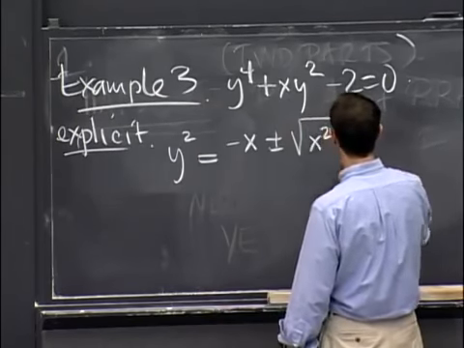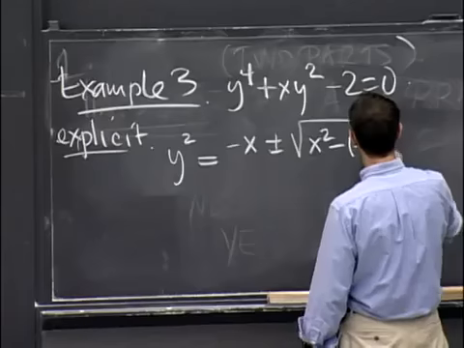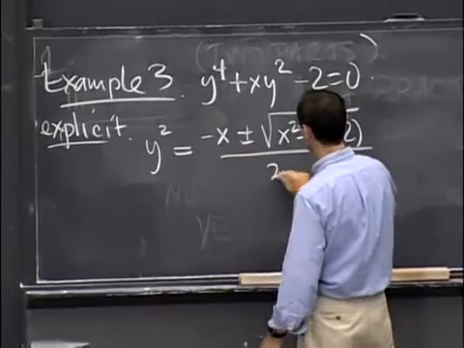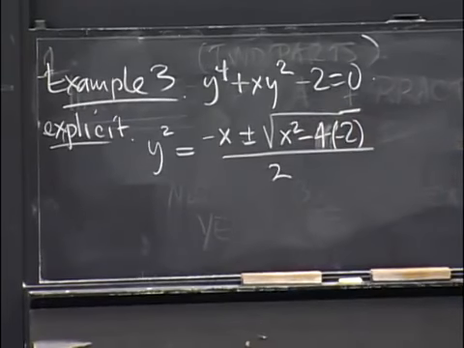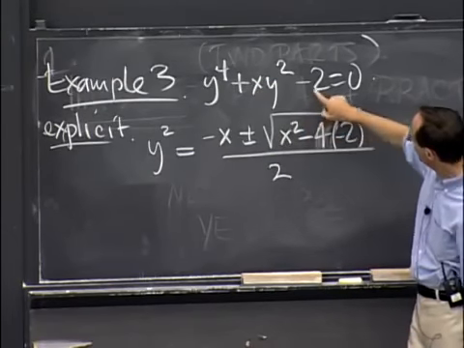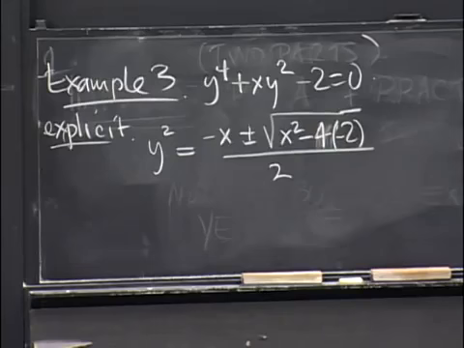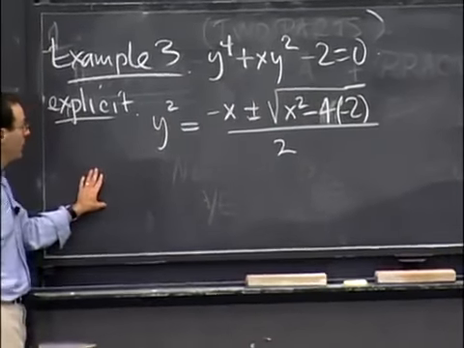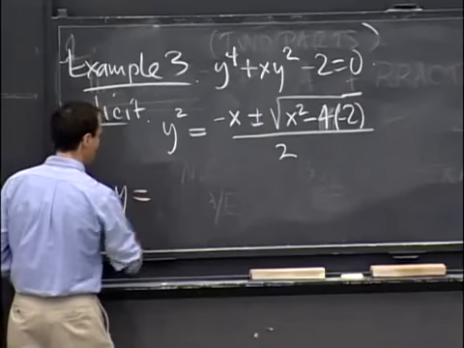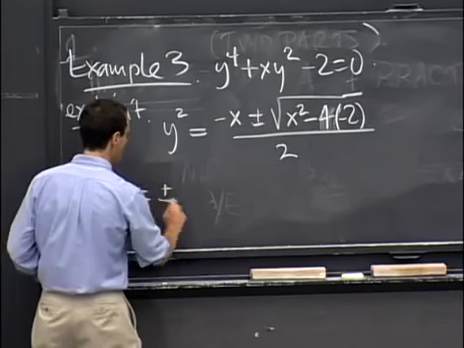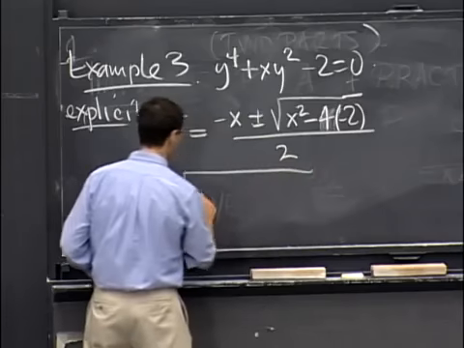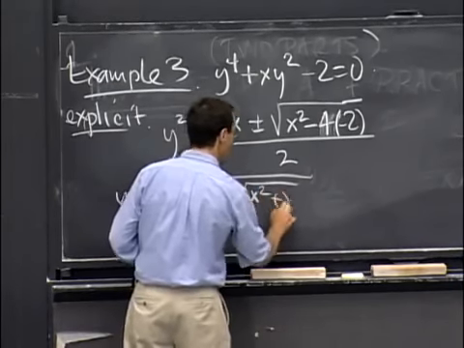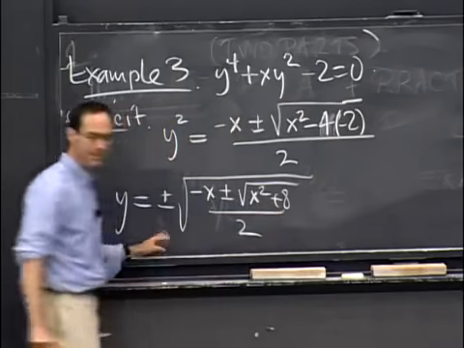of x squared minus 4 times minus 2, divided by 2. Okay, so this x is the b, this minus 2 is the c, and a is equal to 1 in the quadratic formula. And so the formula for y is plus or minus the square root of minus x plus or minus the square root of x squared plus 8, divided by 2.